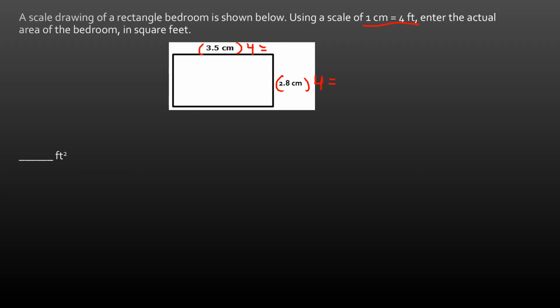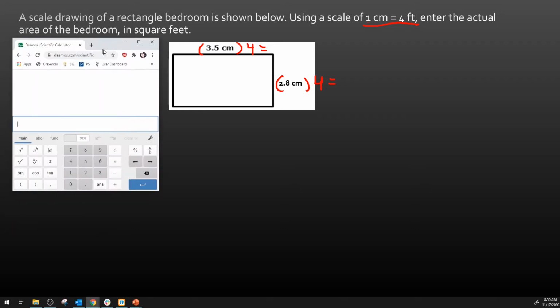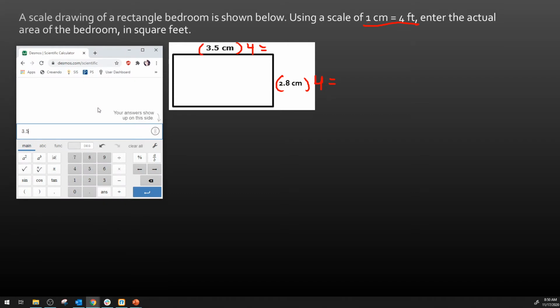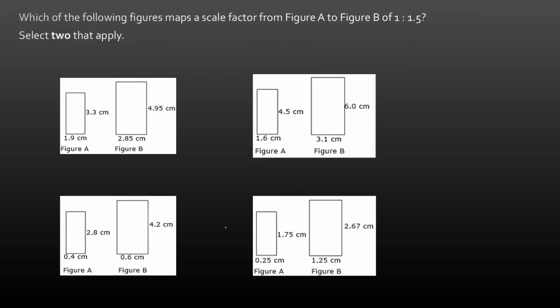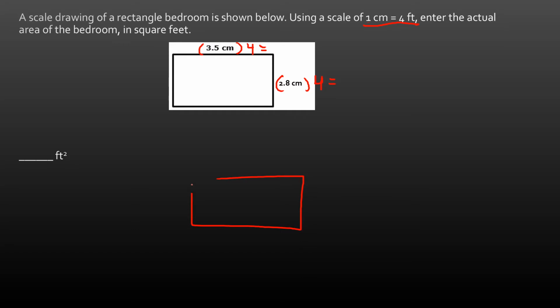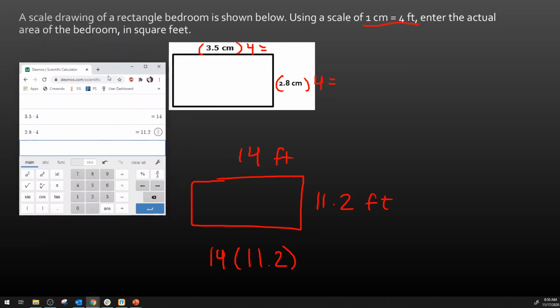Okay, so again, you can use a calculator. I'm going to pull mine over really quick. I'm going to do 3.5 times 4, and I'm going to do 2.8 times 4. So I get 14 and 11.2. So what I'm going to do is draw a new rectangle, like this, and I'm going to have my 14 feet on top and my 11.2 feet on the side. To find the area of a rectangle, all I do is take length times width, so I would do 14 times 11.2. Bring back my calculator, 14 times 11.2.